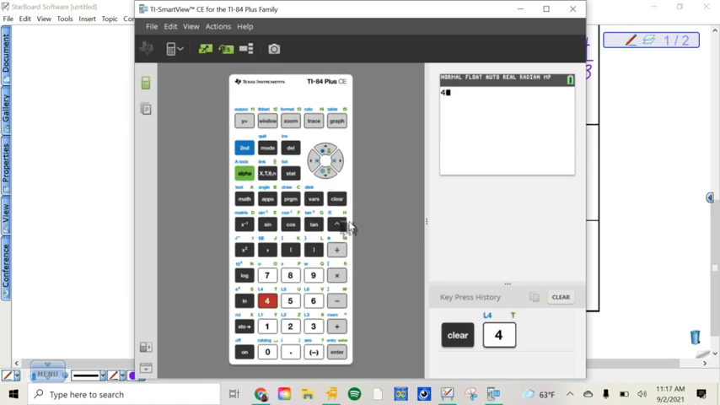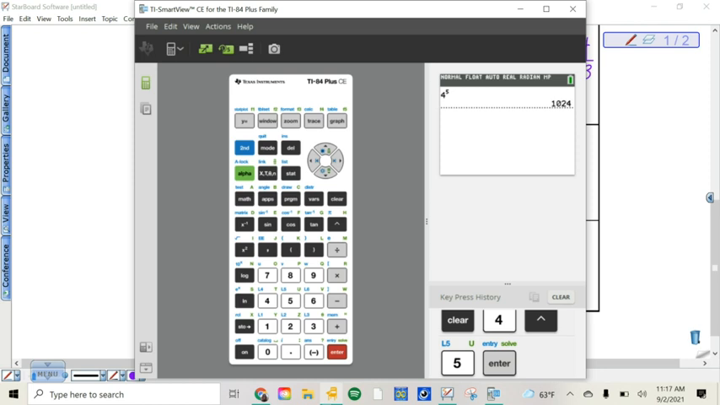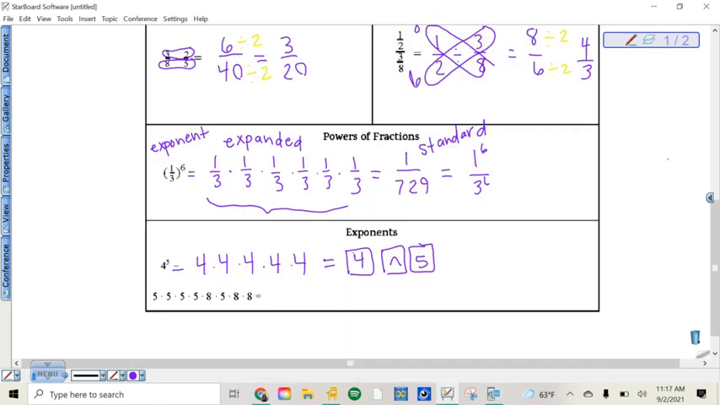So 4 caret 5. Enter. And there's our answer, 1024. Okay. And then this one, there was a question like this yesterday on the Math Minutes. We'll talk about this more at another time, but I want to take this and write it in exponent form. So wouldn't it be the number 5 squared, and then 8 to the 3rd power, and then those two answers multiplied?